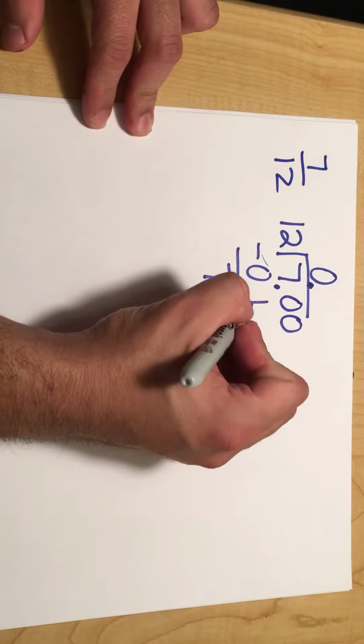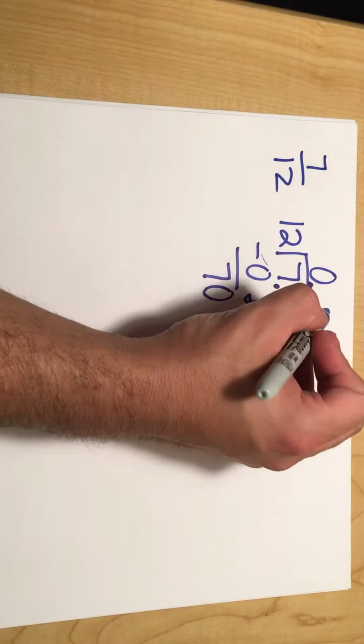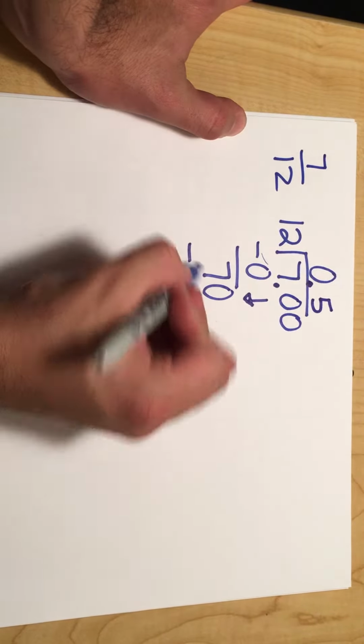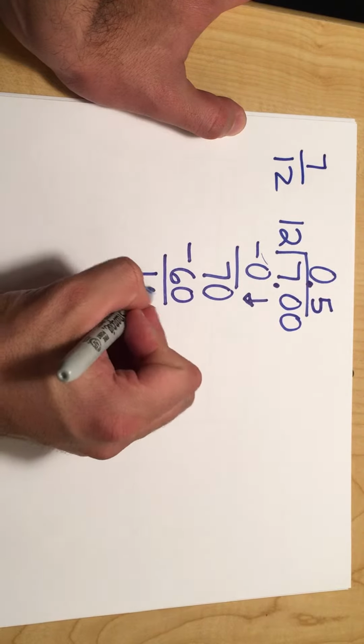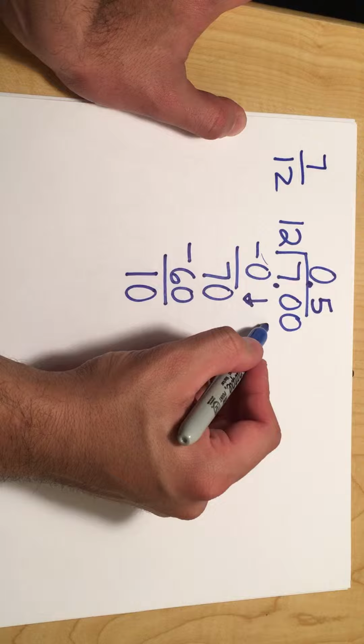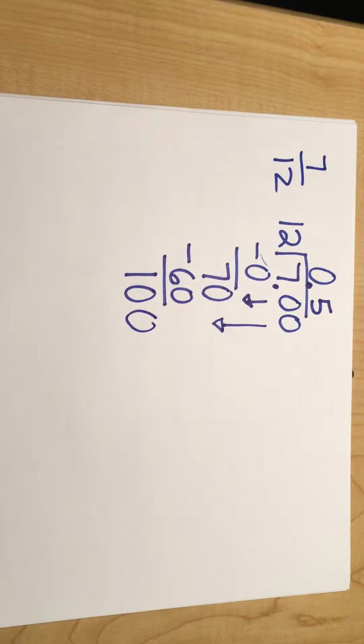So I'm bringing one of the zeros down. How many groups of 12 can I subtract from 70? Well, 12 times 5, that's 60. And so I'm going to subtract 60 here. 70 minus 60, that is equal to 10. And I'm going to bring down another 0. How many groups of 12 now go into 100?